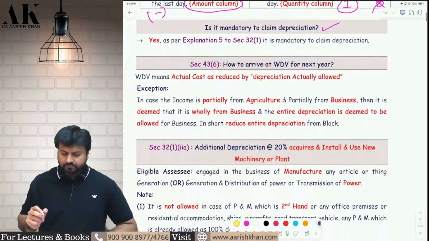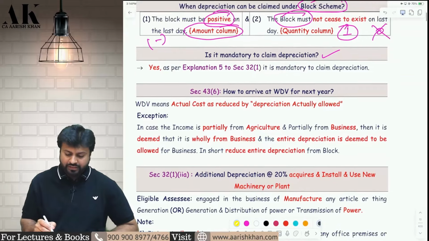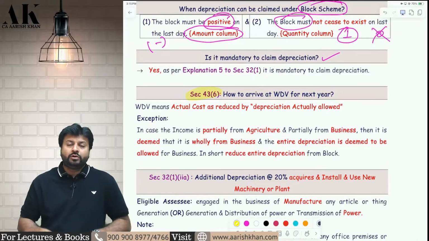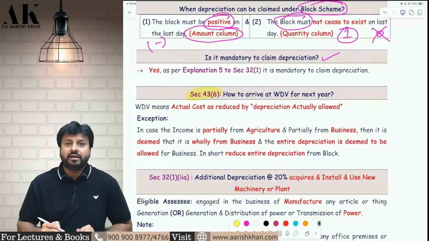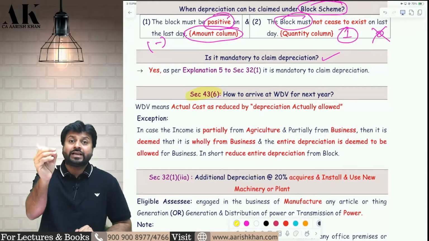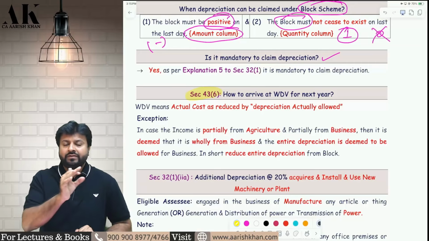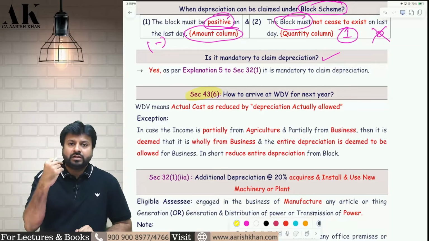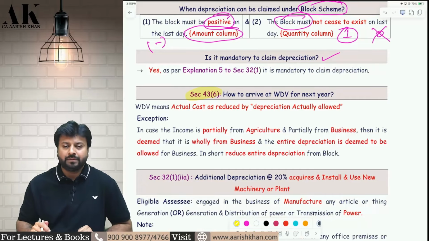Now, let's come to the next point. What is WDV? Because we are going to claim depreciation on the WDV method, we need to know the definition of WDV. Sir, what is WDV? The WDV is defined under section 43 clause 6. It is nothing but the actual cost of the asset minus depreciation actually allowed to the assessee. So whatever is the cost of the asset, minus the depreciation actually allowed to the assessee, reduce that, and you will get the WDV of the asset. It is very simple.